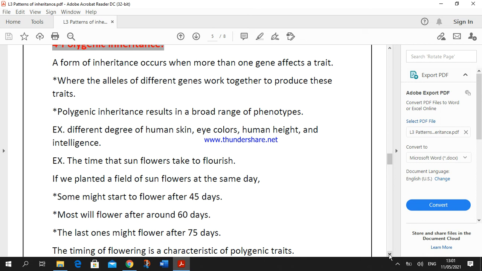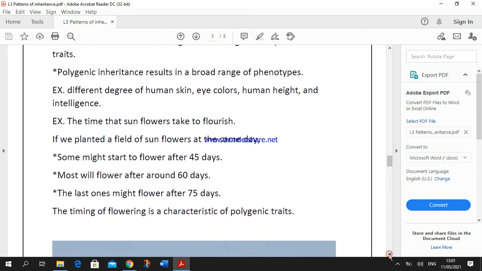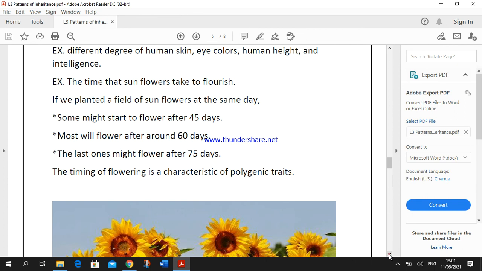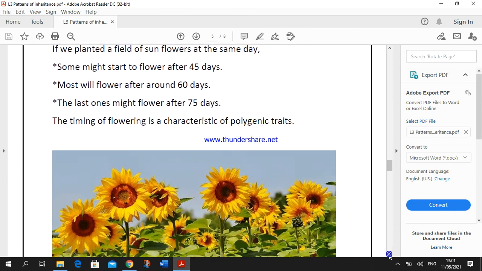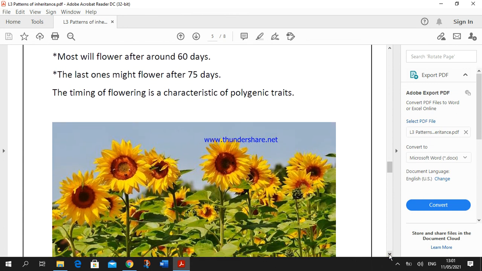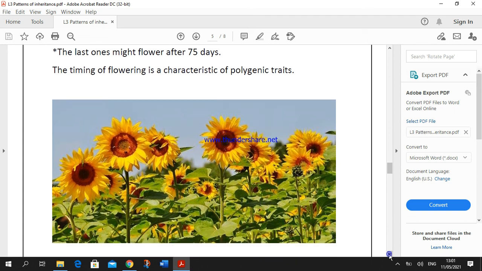Also, we have another example: the time taken by sunflowers to flower. If we plant a field with sunflowers on the same day, some of them flower after 45 days, most will flower after 60 days, and the last may flower after 75 days. The timing of the flowering is characteristic of polygenic traits.